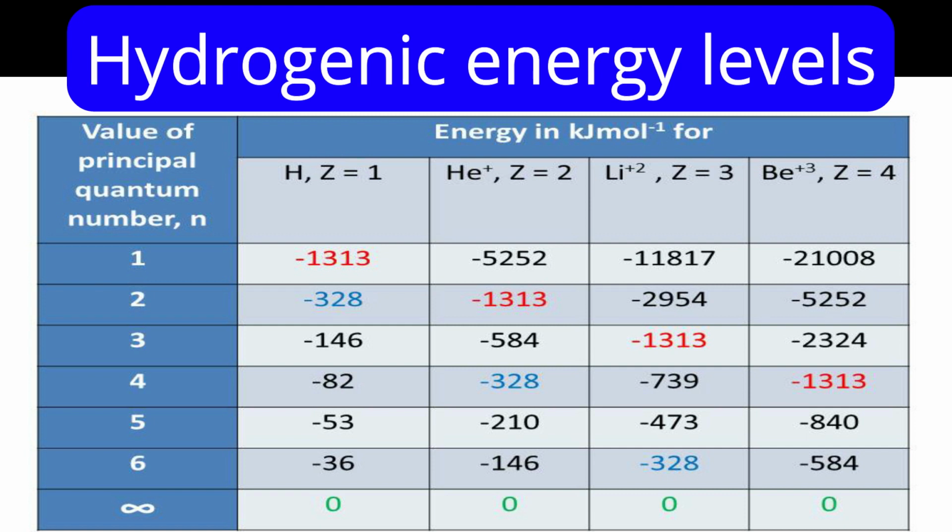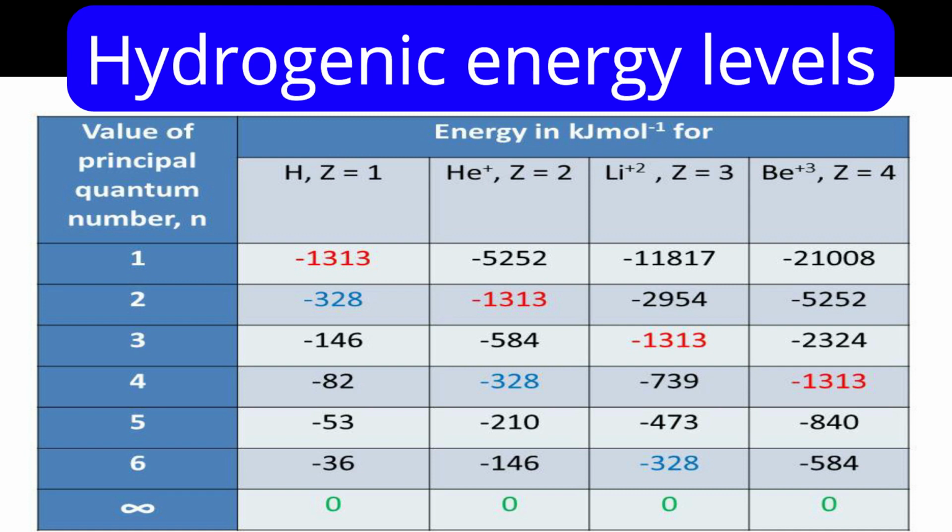Whatever negative sign is there, that much positive energy you need to provide to remove the electron from the respective shells. Till now, we were comparing the energies with respect to the inner shells. Now let us compare with the extreme outermost shell, say n is equal to infinity.